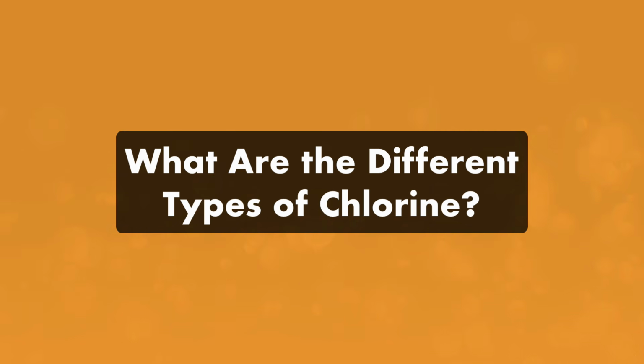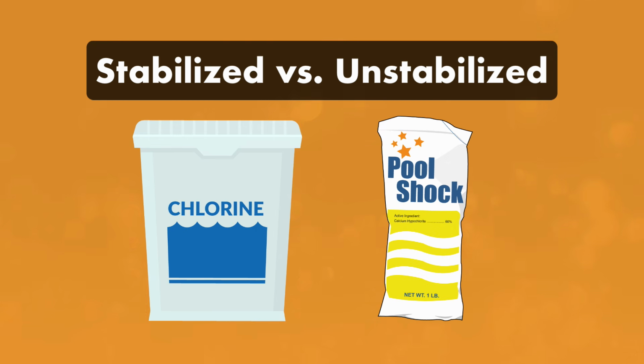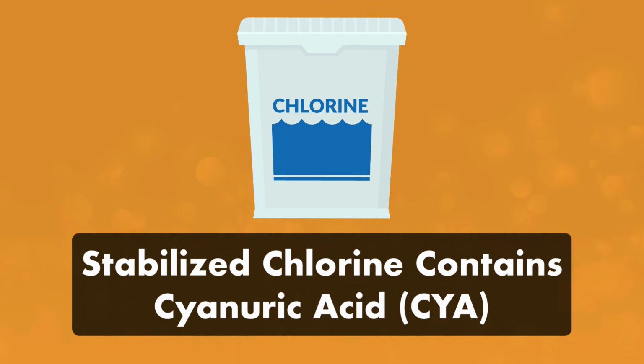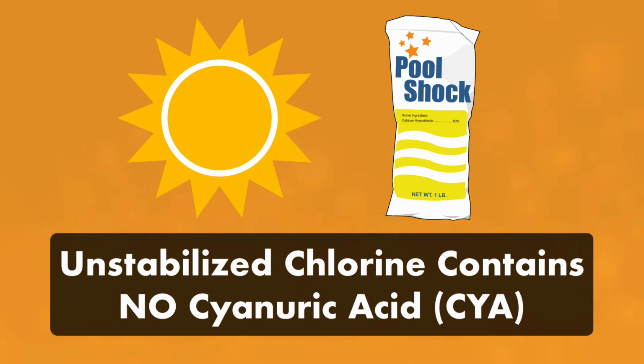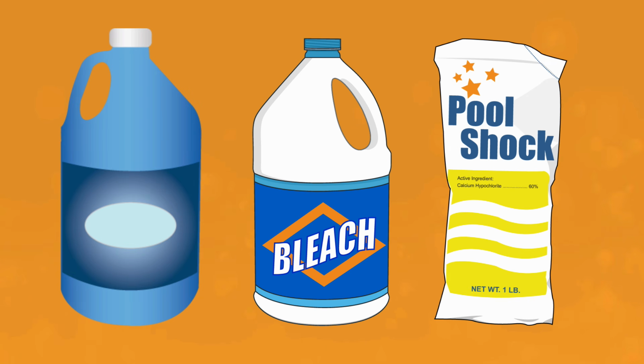First, what are the different types of chlorine? The first difference you need to know about is stabilized chlorine versus unstabilized chlorine. Stabilized chlorine contains cyanuric acid, also known as CYA or stabilizer. It protects your chlorine from being destroyed by the sun's UV rays. Unstabilized chlorine, on the other hand, doesn't contain cyanuric acid. That means it dissipates more quickly, and you'll have to add chlorine more often as it breaks down in the sun. Liquid chlorine, bleach, and some chlorine shock, like Cal Hypo Shock, are unstabilized chlorine.